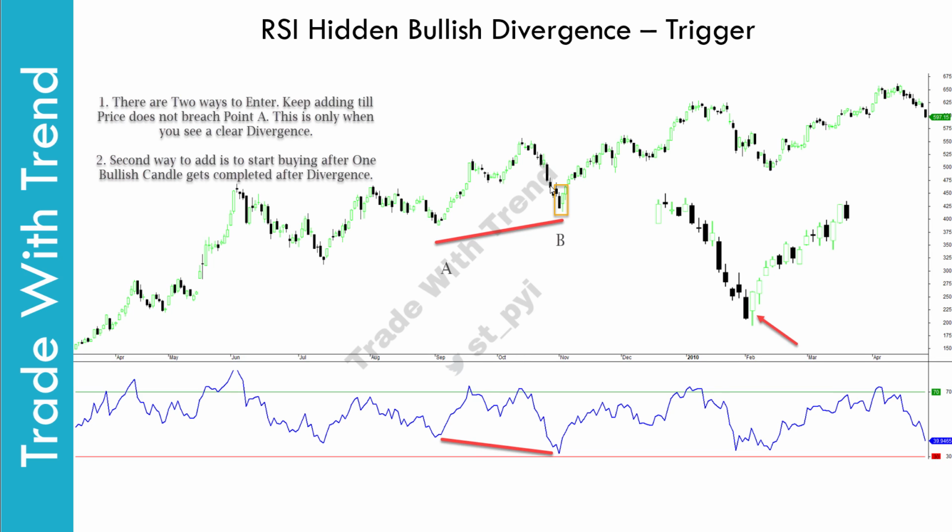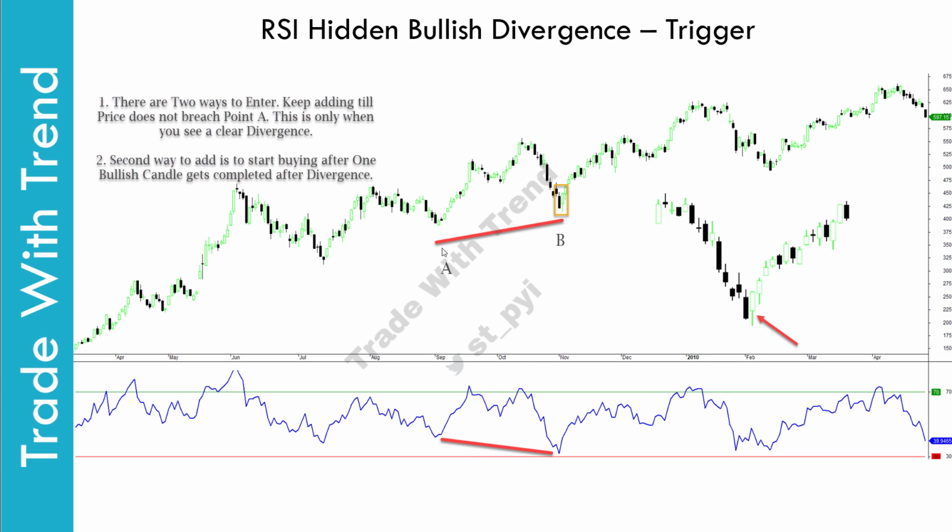Either keep adding, or rather keep buying in the stock, till the price does not breach point A, that is the first divergence point. This is only when you see a clear divergence, that is, a hidden bullish divergence on the chart. Now let me explain this.